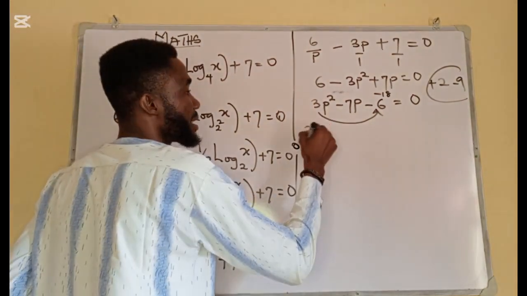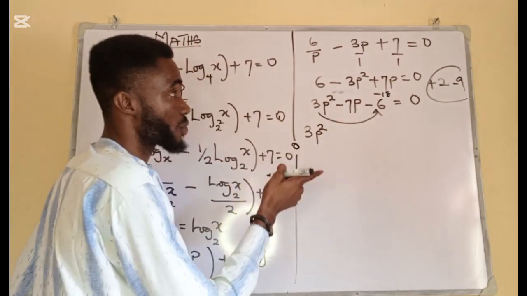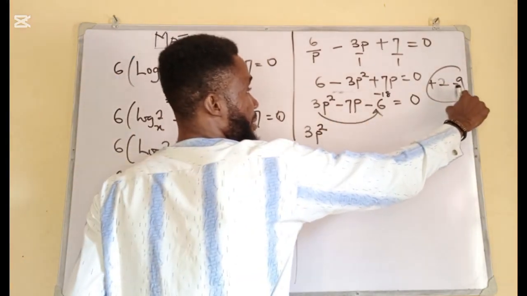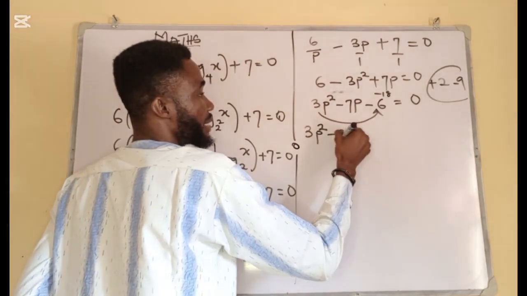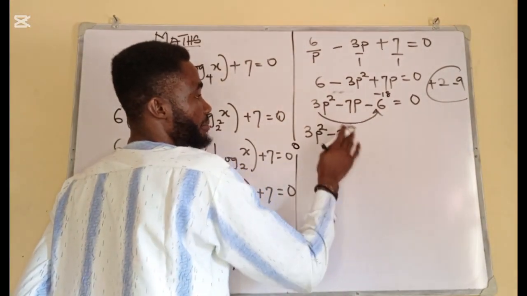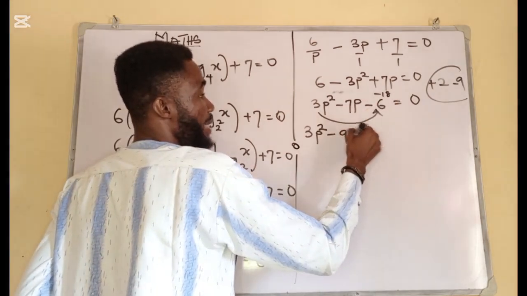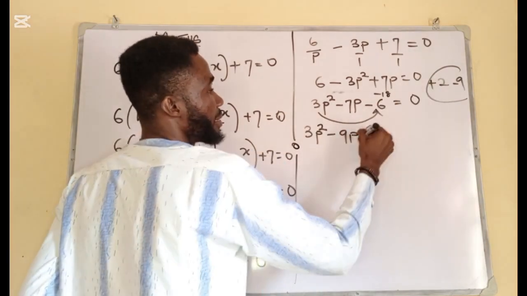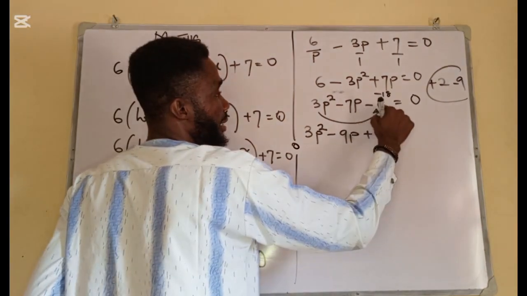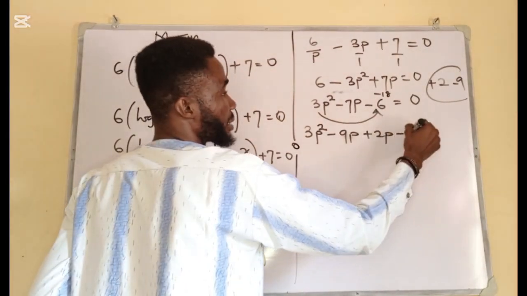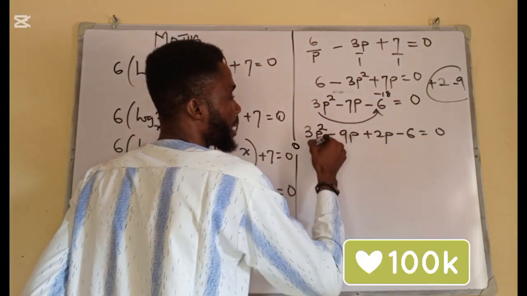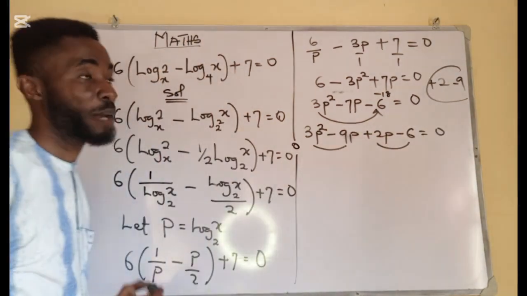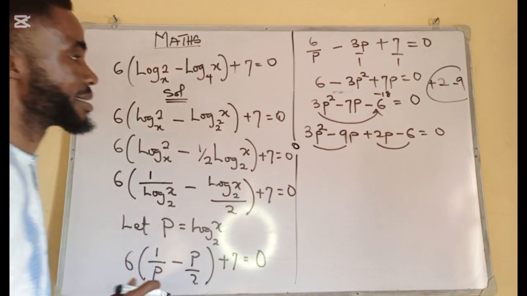So now I have here 3p squared. Here is 3p squared, right? Now I can pick up any one. I can pick up this one, negative sign, right? Negative, minus 9p, exactly. Then plus 2p here. Now we pick this one, minus 6 equals 0. So I can now pair them, guys. Are we making sense? Good.